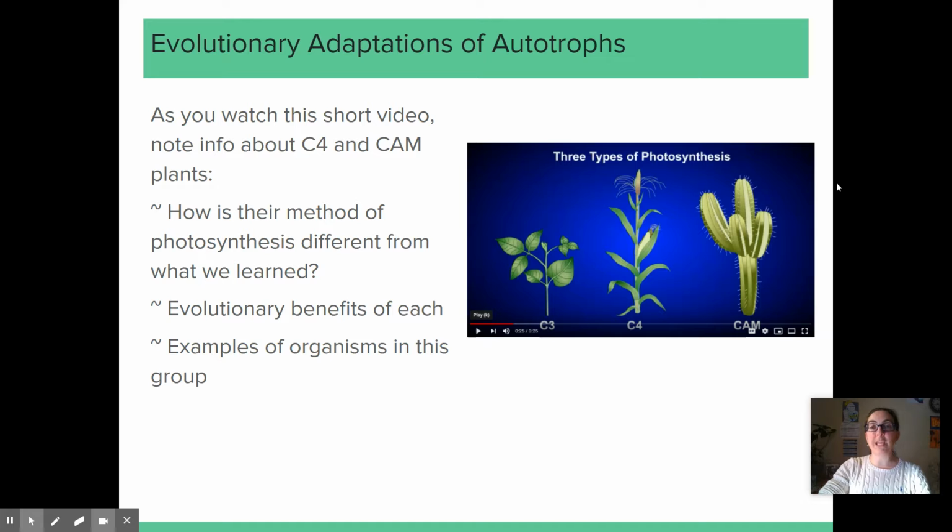In your note packet as you watch this, you are going to learn about two different ways that plants have adapted to this. One of them is called C4 photosynthesis and one is called CAM photosynthesis. What I want you to note is just the main difference and how this adaptation helps them to survive in those climates, and maybe just jot down one or two examples of a type of plant that falls into that group. So add some notes to your note packet as we watch this short video.